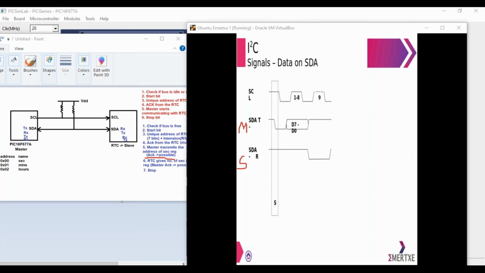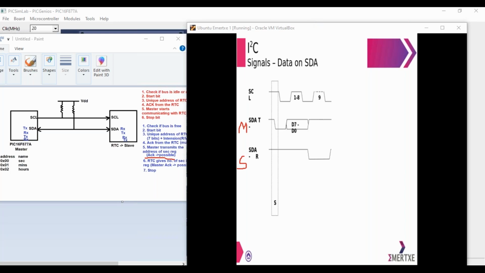Now, how the acknowledgement is given is, at the high level of the clock pulse, whoever should be giving the acknowledgement is going to transmit a 0. So at the high level of the clock pulse, whoever wants to give an acknowledgement is going to transmit a 0. The receiver is going to pull the data line low, representing that I have received the data whatever the transmitter is transmitting. So acknowledgement is being given.